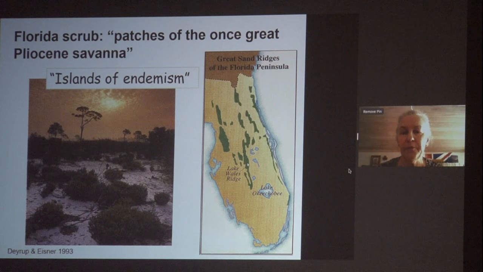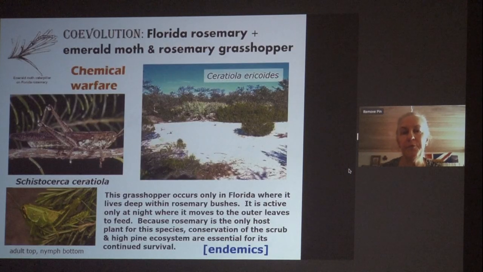One good example is this mutualism between Florida rosemary and the emerald moth, whose caterpillar mimics the bare twigs in the, quote, winter, and the foliage in the summer, the green vegetation, and is also able to withstand the plant compounds against herbivory that are associated with this plant. And that all is long-term coevolution. So these are amazing reflections of that deep time, at least beginning in the Pliocene setting.